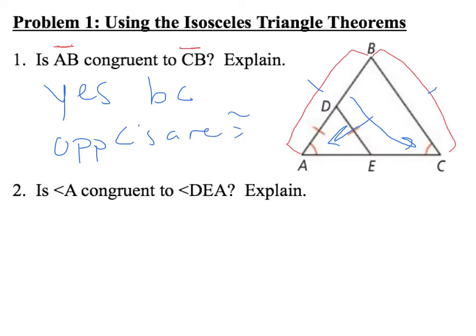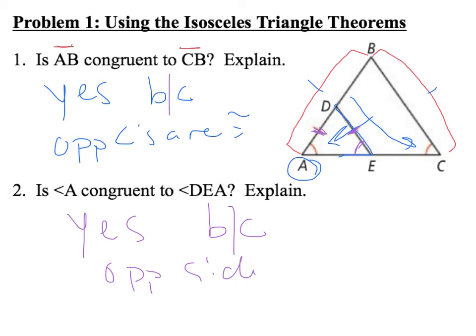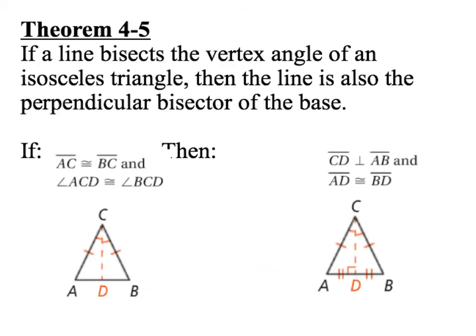If I look at this picture also, is angle A congruent to DEA? If I trace out DEA, are these two things congruent? Well, again, I would say yes, because these two smaller sides are congruent. That means my opposite angles would be congruent. So because opposite sides are congruent, the opposite angles are congruent.